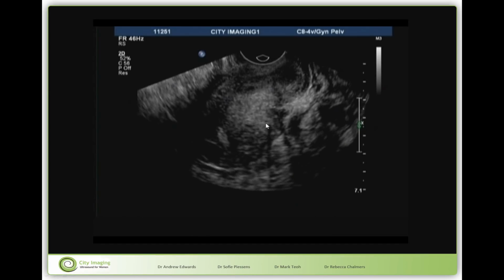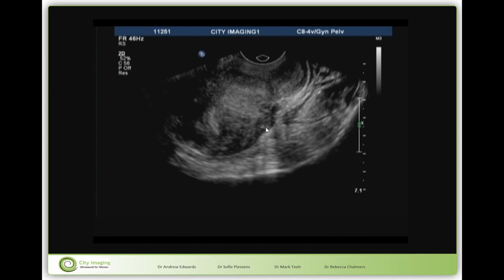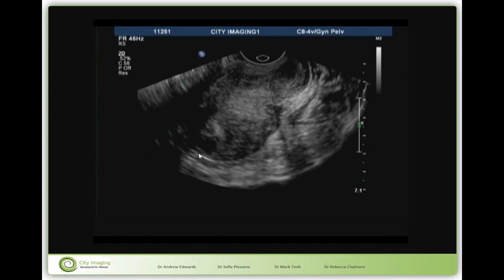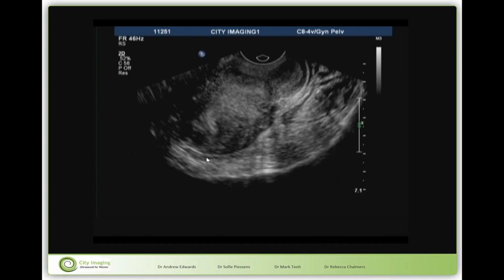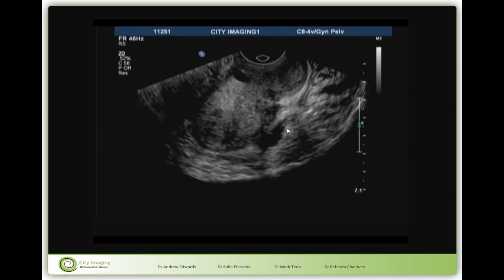So when I play this clip, you will see that there is significant adhesions here behind the uterus, between the bowel and the uterus. Here at the fundus there is still a little bit of sliding seen, but this all moves as one block.